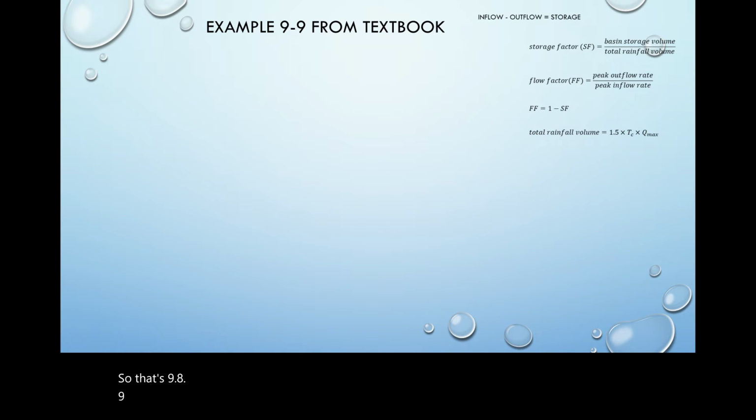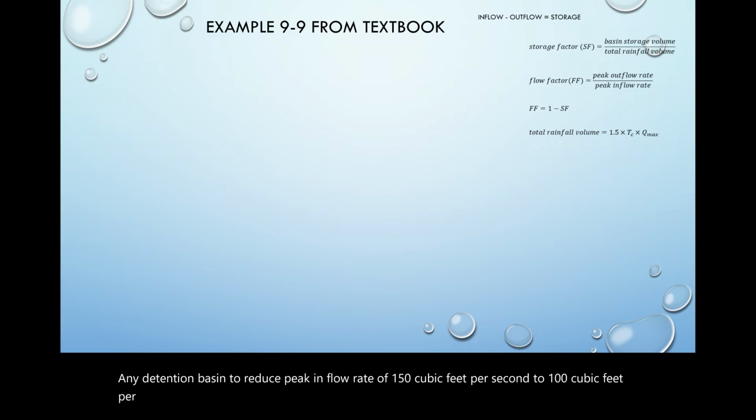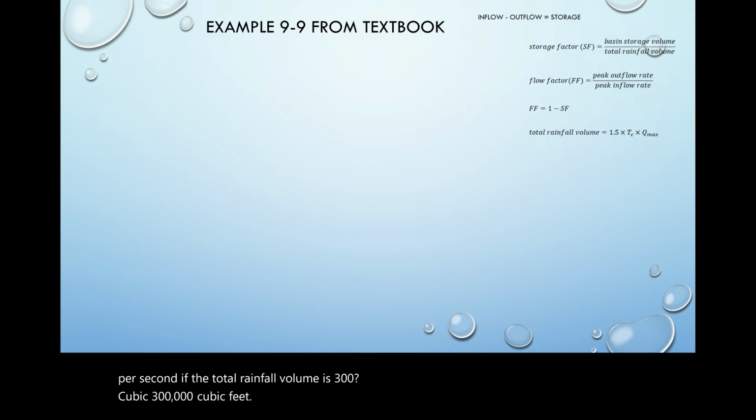9.9. So I'm still on page 233. Okay, estimate the storage volume needed in a detention basin to reduce peak inflow rate of 150 cubic feet per second to 100 cubic feet per second if the total rainfall volume is 300,000 cubic feet. Okay, estimate the storage volume.